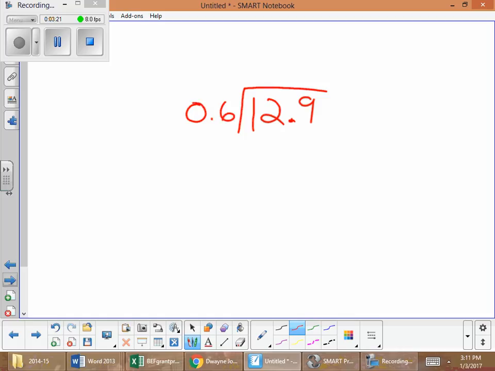We remember from the previous lesson that if we are dividing by a decimal, it can't happen. So what we have to do is move the decimal over on this one, and if I do that on this one, I have to do it on the other one. So now the decimal is over here, and I'm going to move it straight up. Now we have 129 divided by 6.